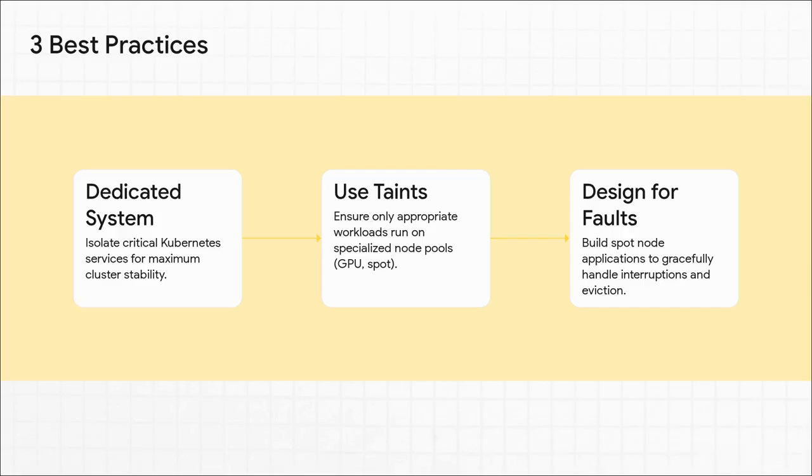Number 2, use taints and tolerations. Think of it like a bouncer at a club. A taint on a node repels all pods, and a toleration on a pod is like a VIP pass that lets it in. This is how you make sure only your AI jobs run on those expensive GPU nodes. And finally, number 3, if you're going to use Spot nodes, your application code must be built to be fault tolerant. It has to know how to handle being interrupted gracefully.